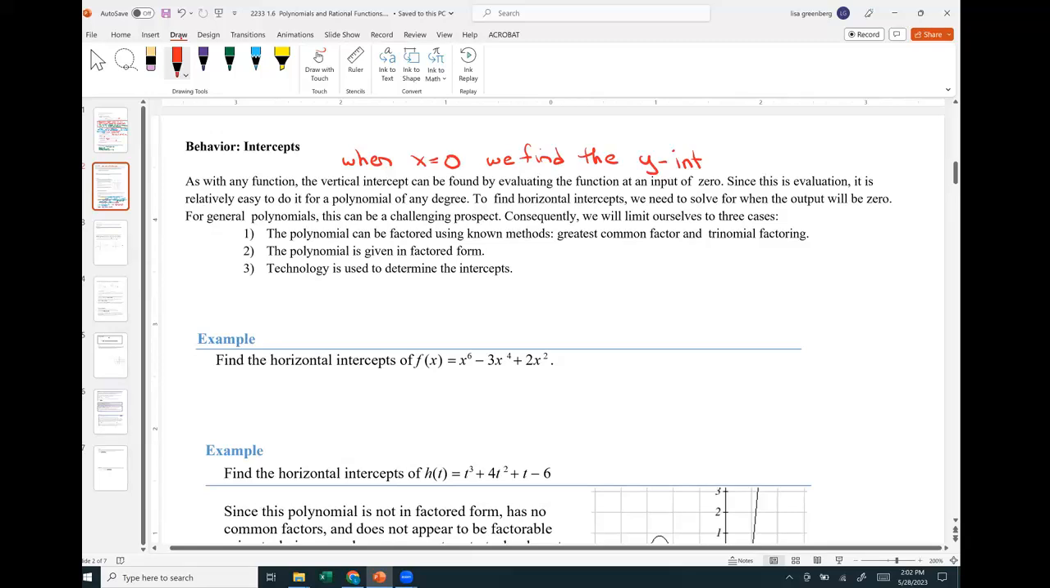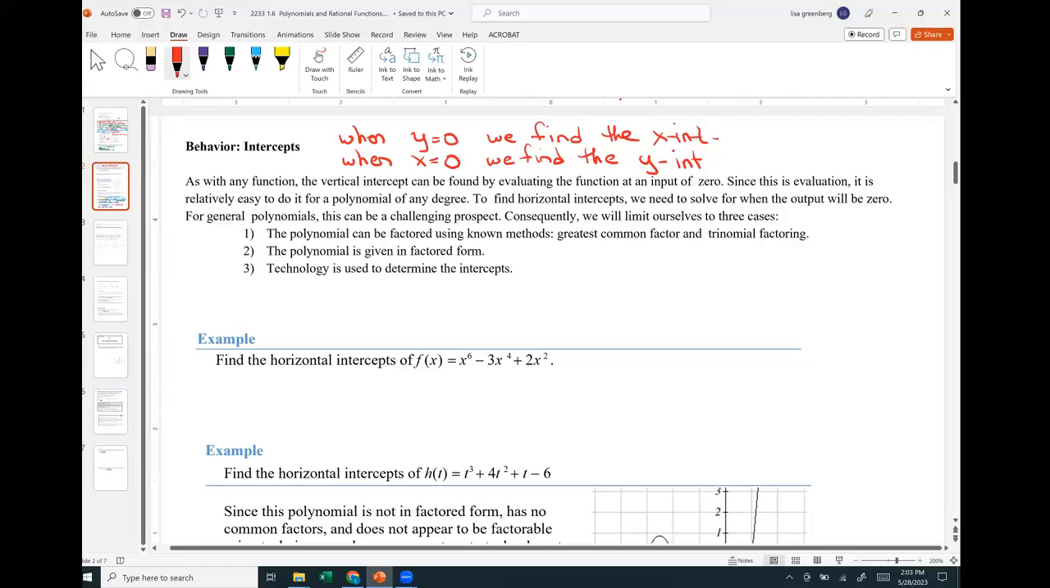Since this is an evaluation, it is relatively easy to do for a polynomial of any degree. To find horizontal intercepts, we need to solve for when the output will be 0. So that's a little bit more difficult. So this is the y-intercept, and what the other is saying is when y equals 0, we find the x-intercepts. That's what all that says with vertical and horizontal.